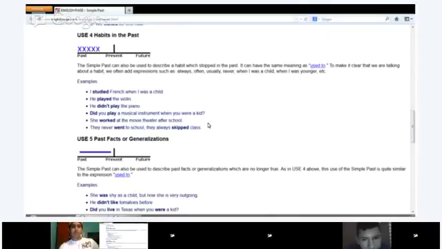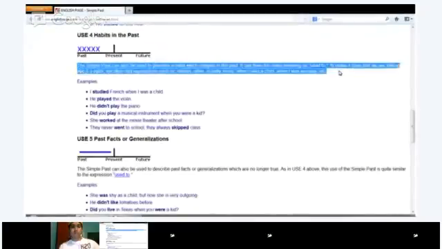The sentence where it says we're under use number 4. Habits in the past, where it starts the simple past. Please read the examples as well. I studied French. So I would like for you to read this sentence here first. This will explain how and why we use that, and then I would like for you to read the examples.